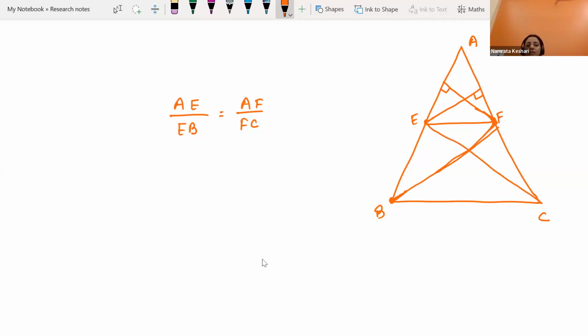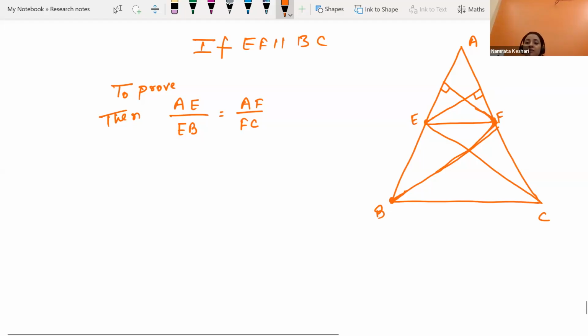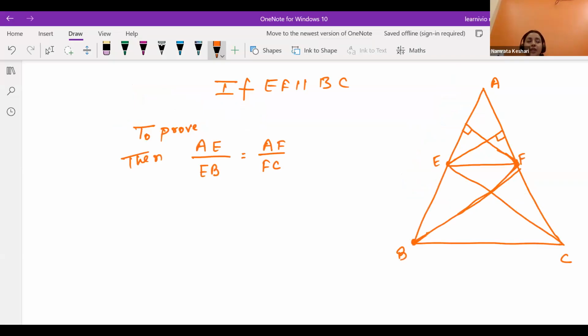So let me summarize what we did. From the basic proportionality theorem, do we understand that this is what we have to prove? Do you understand that it just says that if EF is parallel to BC, then this is what we'll be getting? Yes or no? Yes, ma'am. Okay, yes, everyone needs to reply over here.